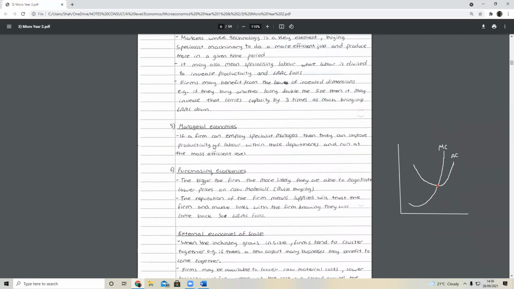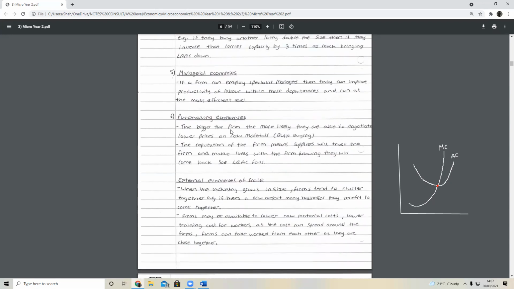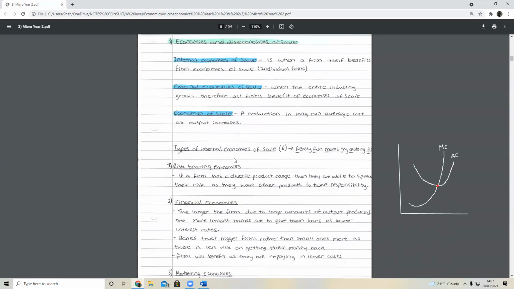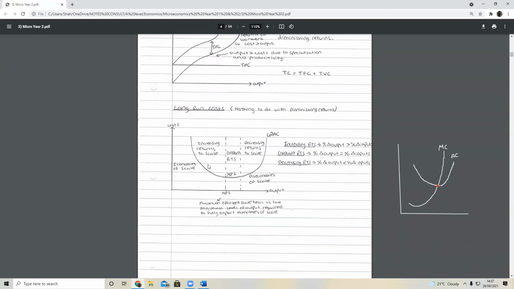Managerial economies of scale. So if a firm can employ specialist managers, they can improve productivity of labor within those departments and run at a more efficient level. Last one, purchasing EOS. The bigger the firm, the more likely they are able to negotiate lower prices on the raw materials, such as bulk buying. Also, the reputation of the firm means suppliers will trust firms and make links with the firms, knowing that they will come back to them. And so all of these factors are helping LRAS to fall.